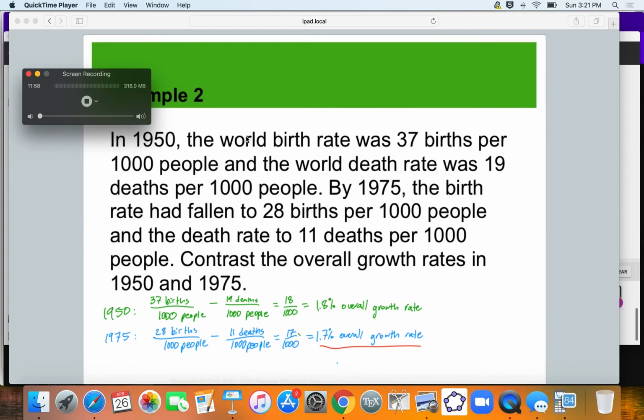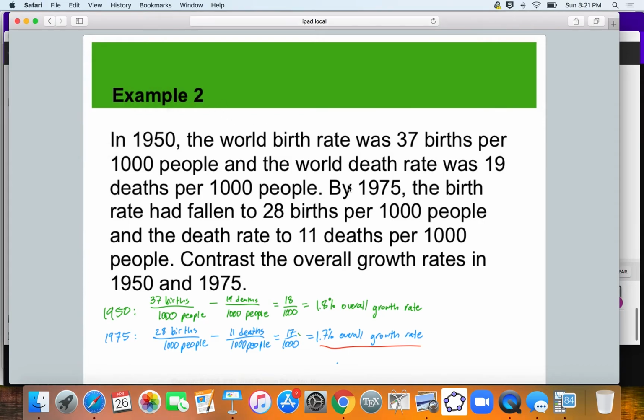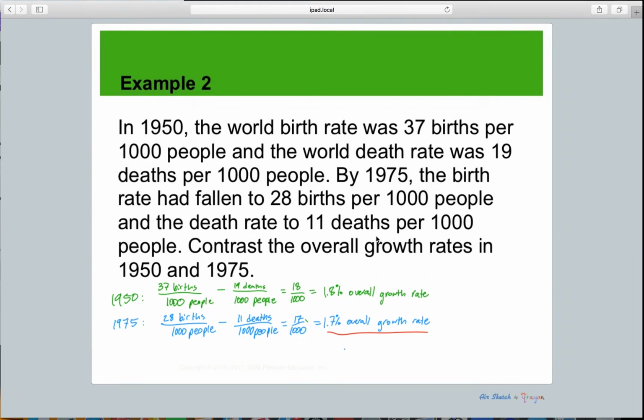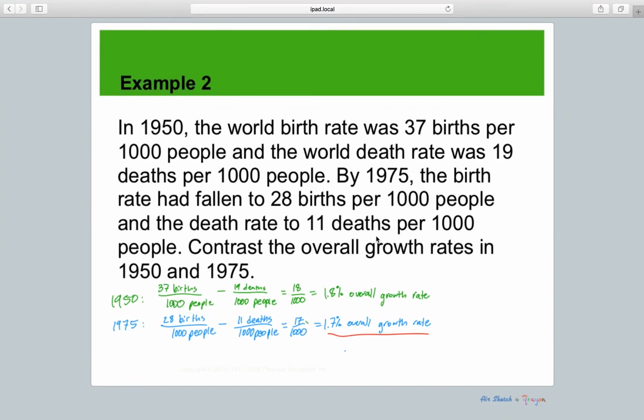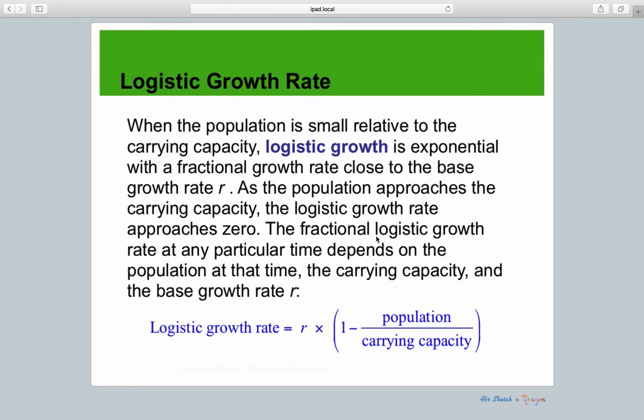Okay, moving on. As we said, we can't have exponential growth forever. It's not sustainable. So what happens in reality is something called logistic growth. You might have discussed this in environmental science. When the population is small relative to carrying capacity, logistic growth is exponential with a fractional growth rate close to the base growth rate R. As the population approaches the carrying capacity, the logistic growth rate approaches 0.